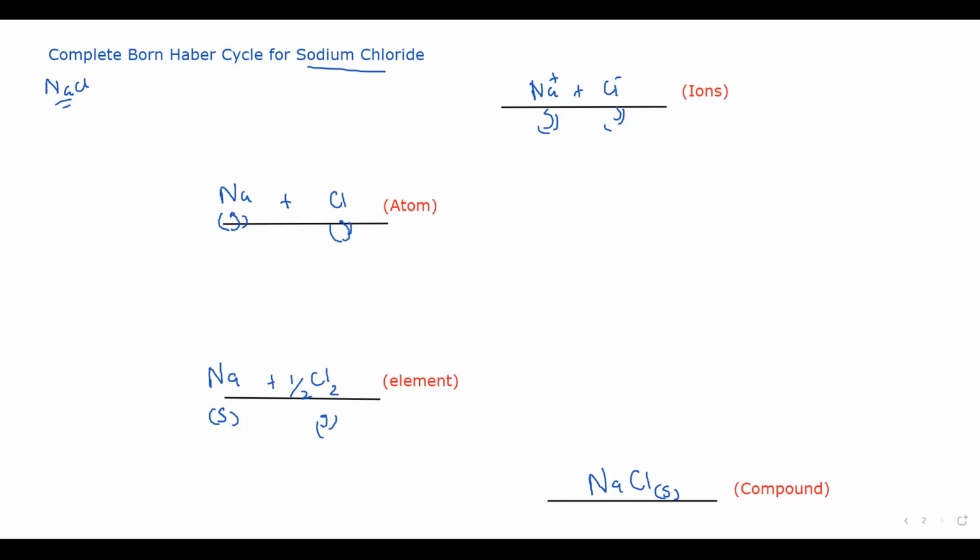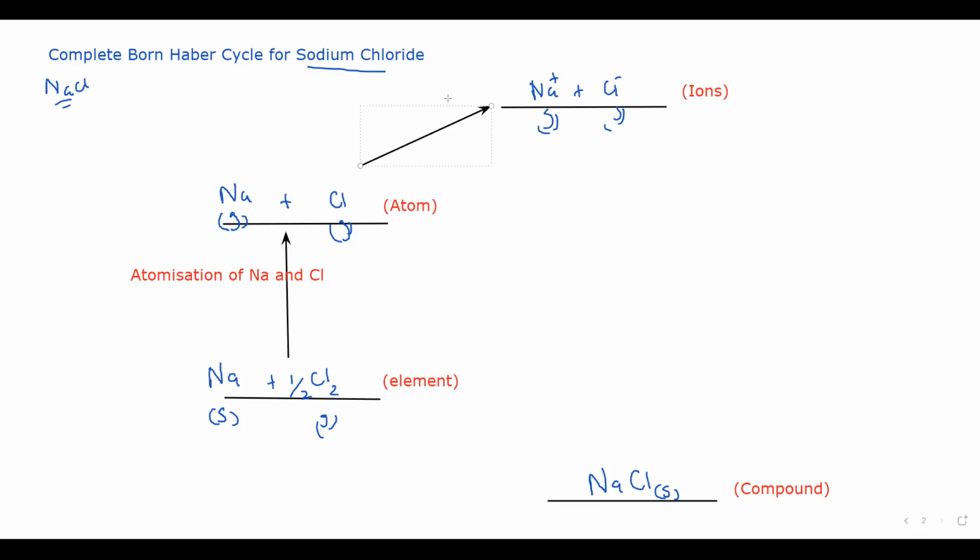Now what happened when we complete this cycle? So first, elements form the atom. If elements are forming the atom, what is this energy? This is called atomization. So this is atomization of what? It is atomization of Na and Cl, because sodium is atomized and chlorine is atomized, so this energy is the atomization of sodium and chlorine.